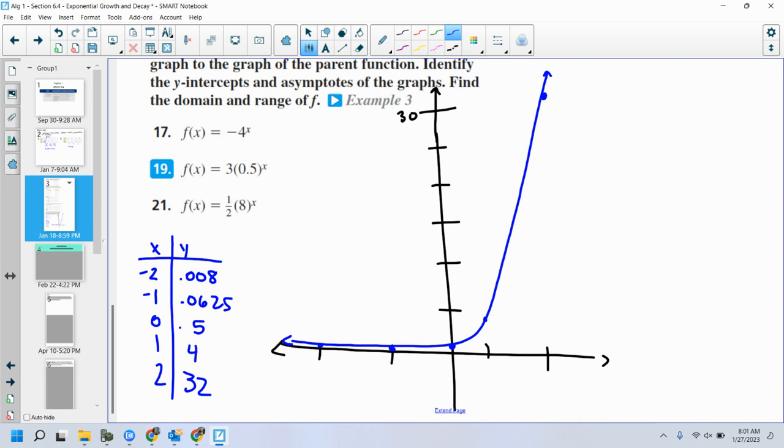Questions there? What else would we like to see? Yeah. 17, same type of thing, right? So I'm just going to erase this and redo this problem.